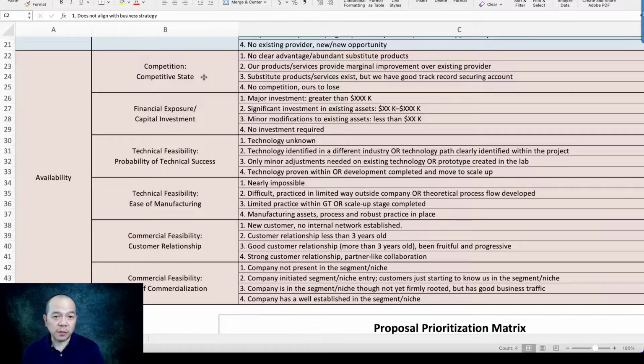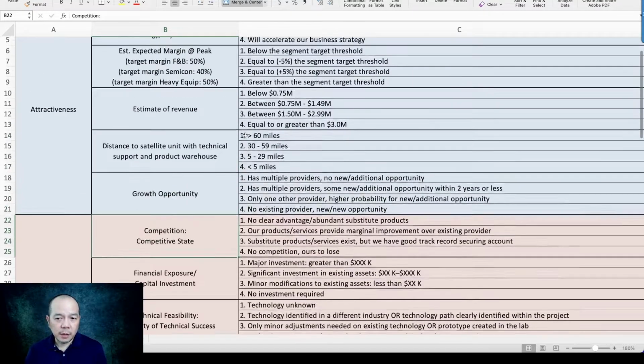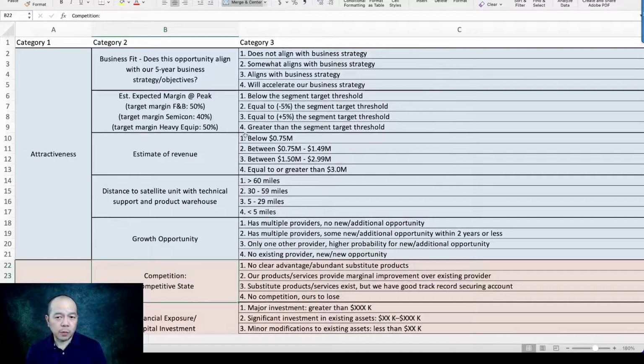For your business, you will certainly have to identify what those category 2 components ought to look like. Competition clearly is one of them for us. Financial exposure certainly is another one. Your business might be different. Once again, for each one of these categories, there are 4 potential outcome choices to select. With that said, now we have categories 1, 2, and 3.